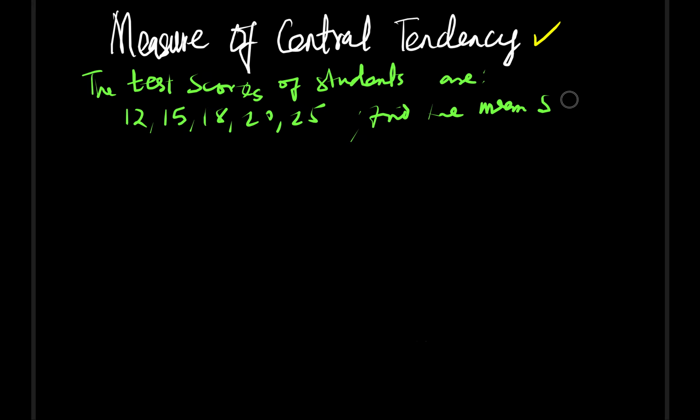Of course, you know what to do. Immediately you see the word mean, you already know what to do. Find the mean score. Just add all these numbers. If you add all these numbers, 12 plus 15 plus 18 plus 20 plus 25, that will probably give you 90. And then the total number there is 5. So if you divide 90 by 5, what would that give you?